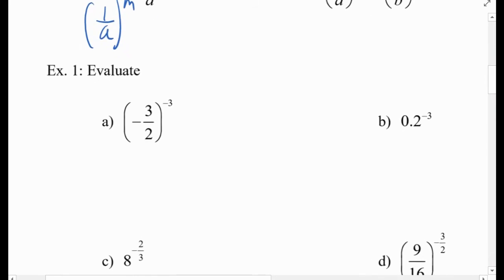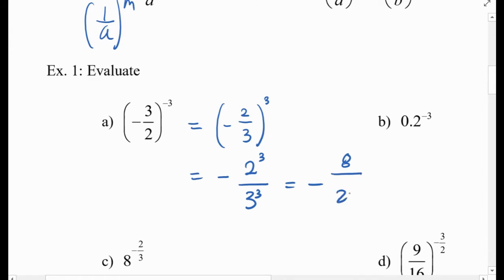Okay. Let's evaluate this. So negative exponent. So we're going to flip the base and make the exponent positive. Then negative is repeated 3 times, becomes negative 2 cubed and 3 cubed. Negative 8 over 27.